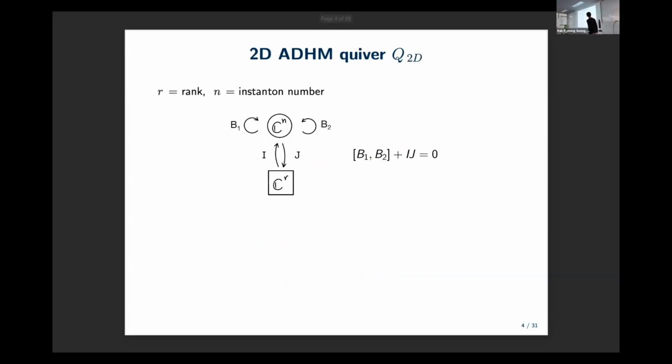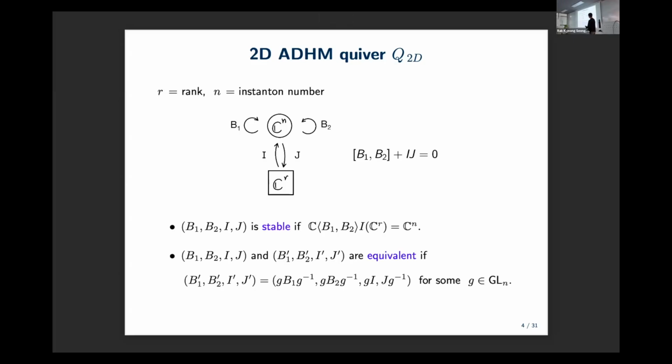So let's recall what Q of 2D was. This is a framed quiver, and on the central vertex, we place C^N, and on the framed vertex, we have C^R. And this is what's called the ADHM equation that these linear maps should satisfy. We call this representation stable if the central vertex is generated by the image of I and sufficient applications of B1 and B2. And if two such representations are given, we call them equivalent if they are the same up to an automorphism of the central vertex. So that's the classical 2D ADHM quiver.